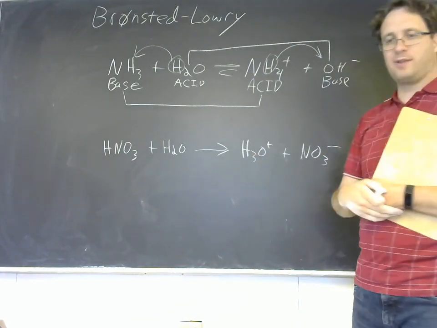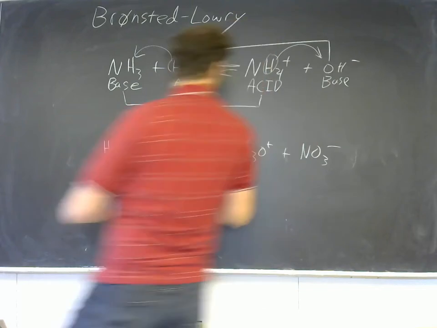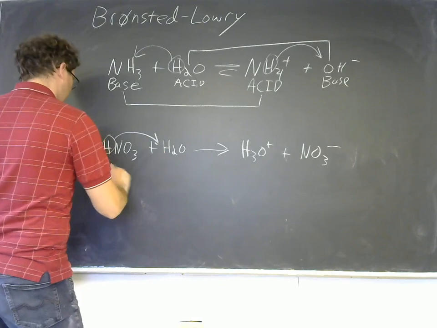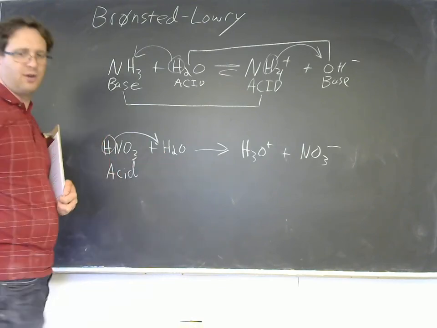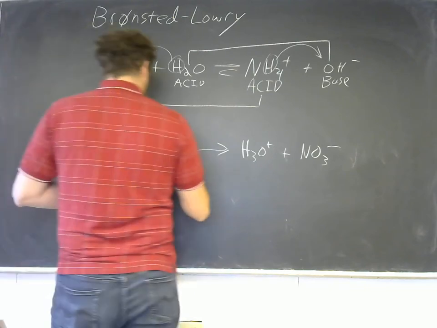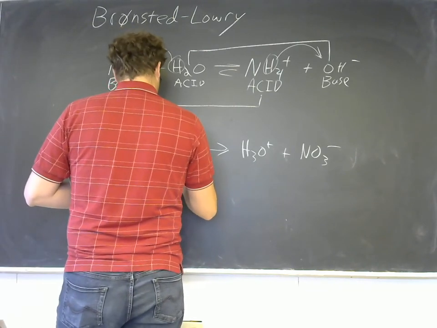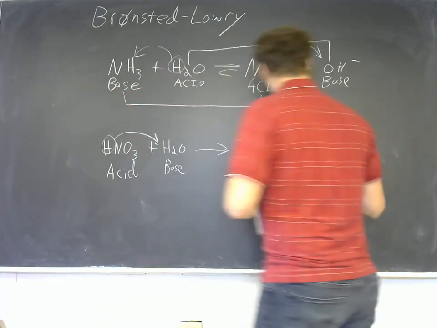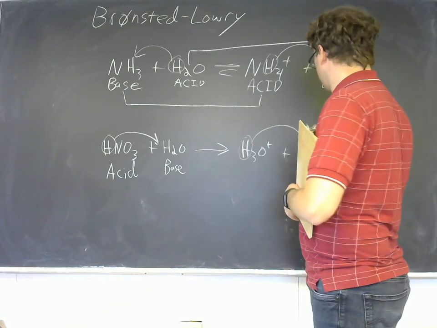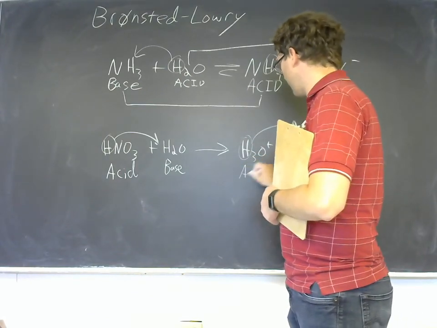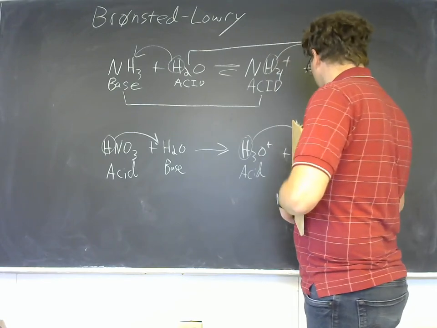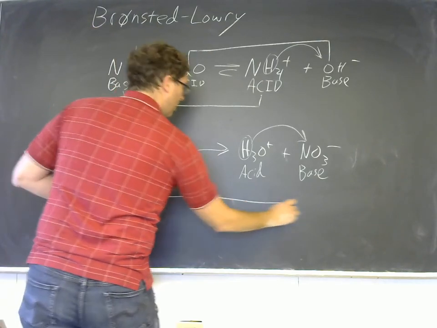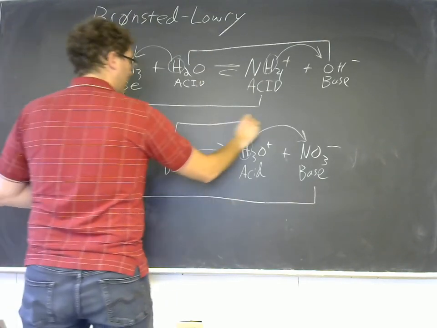Let's do the same thing for HNO3 and H2O. So it looks like HNO3 is donating a proton. That makes it an acid. You may recall that it's one of the strong acids. And the water is receiving that proton, so it is a base. And going the other direction, H3O plus would be an acid, and NO3 minus would be the base. And so here we have a conjugate pair. And here we have a conjugate pair.